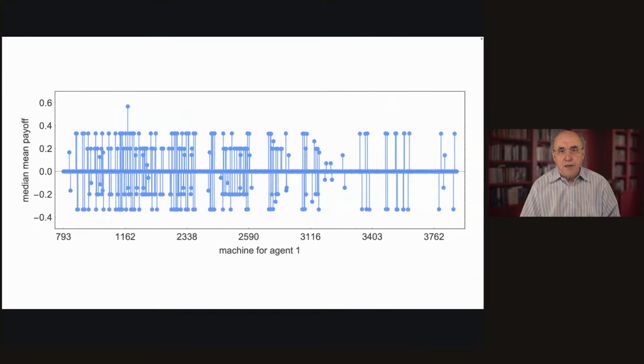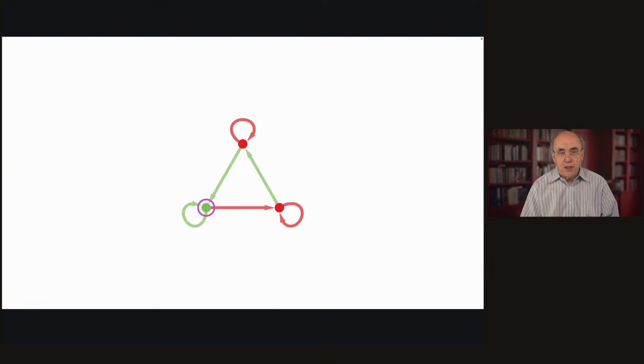Well, here are the median payoffs from running each machine for 1,000 steps against all other machines. Yes, that's right, this is the median payoff. Each point along the x-axis is a particular machine that's being run against all other possible machines, and the median of the results is what's plotted there. So there's a standout winning machine, which is machine 1172, this machine here.